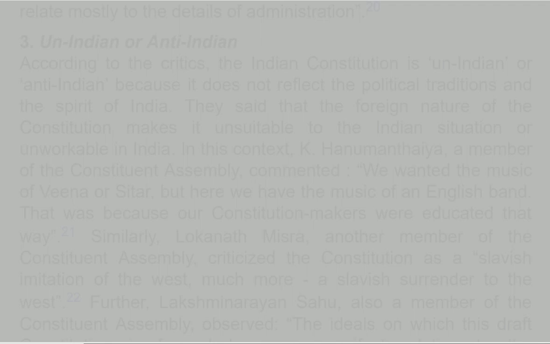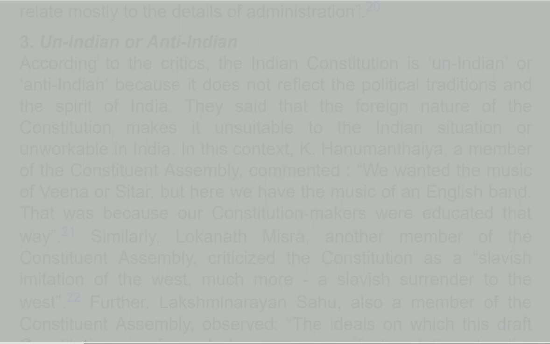Fourth Schedule: allocation of seats in the Rajya Sabha to the states and the Union territories, articles 4 and 80. Fifth Schedule: provisions relating to the administration and control of Scheduled Areas and Scheduled Tribes, article 244. Sixth Schedule: provisions relating to the administration of tribal areas in the states of Assam, Meghalaya, Tripura and Mizoram, articles 244 and 275.